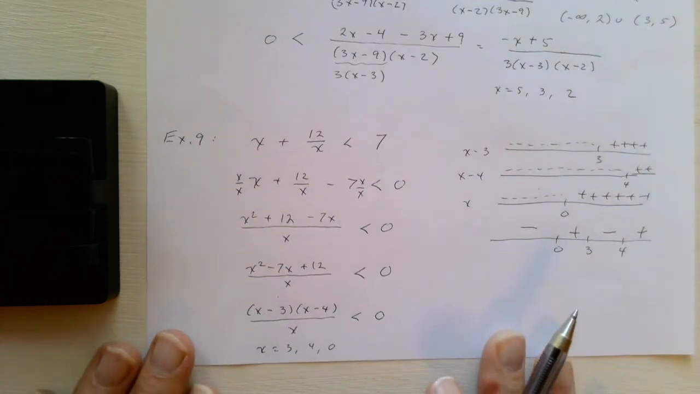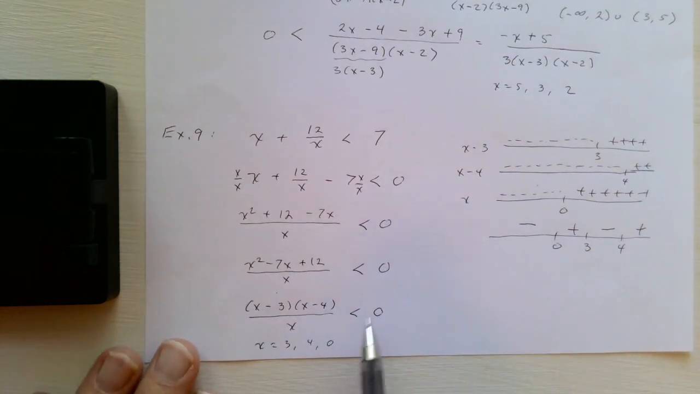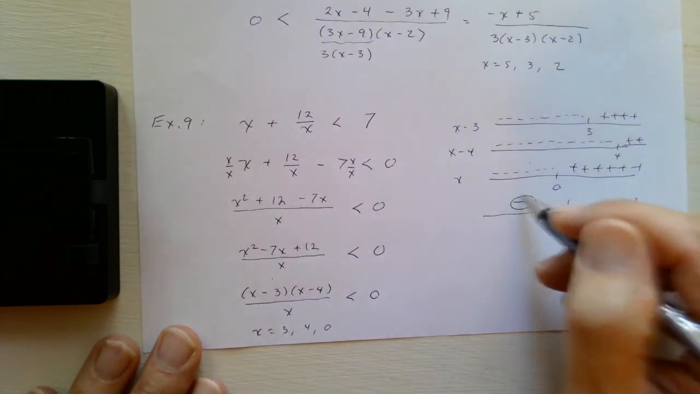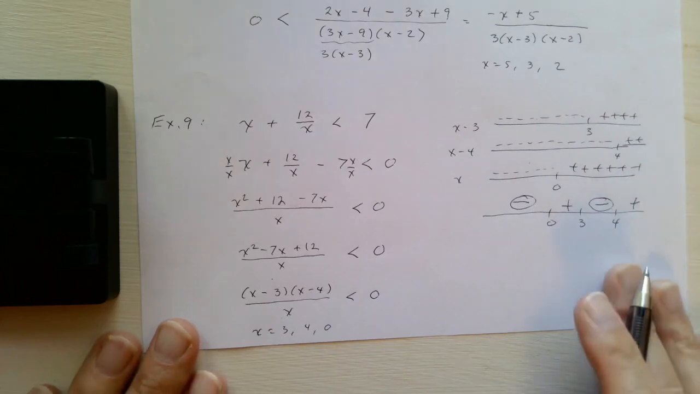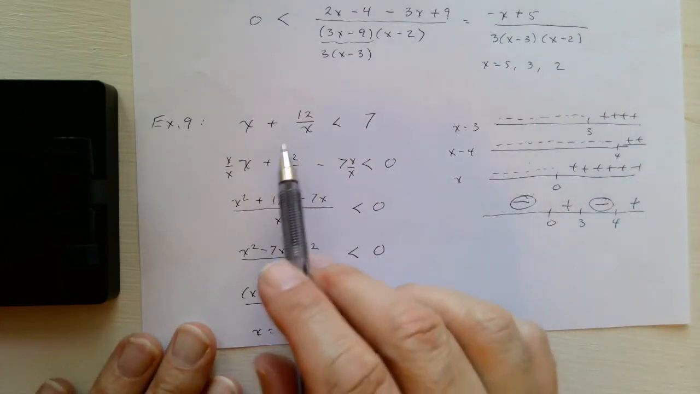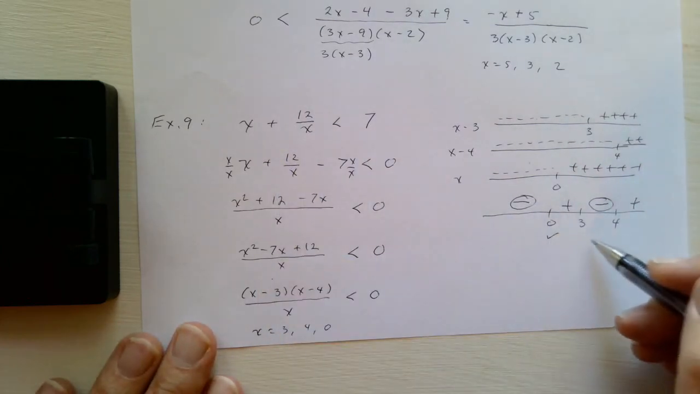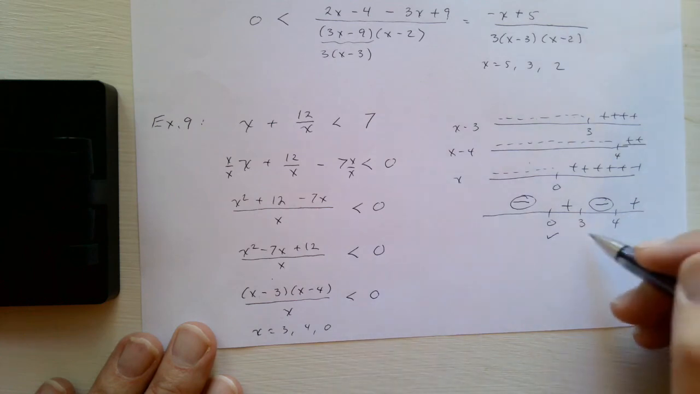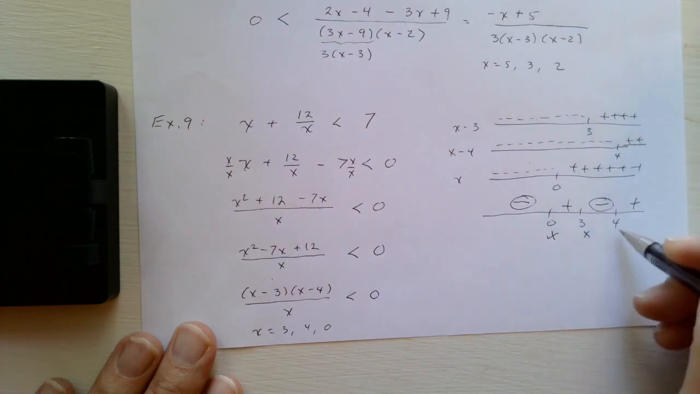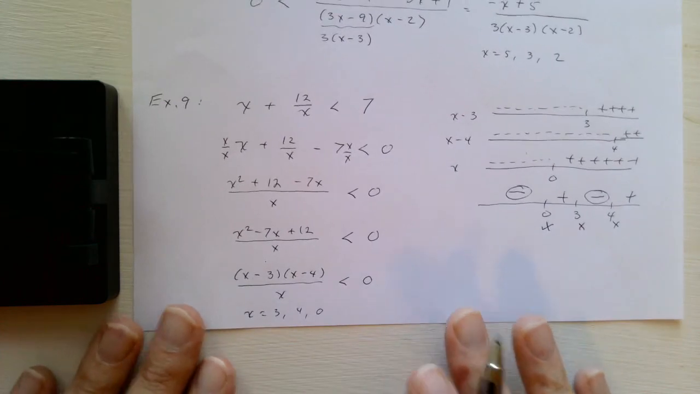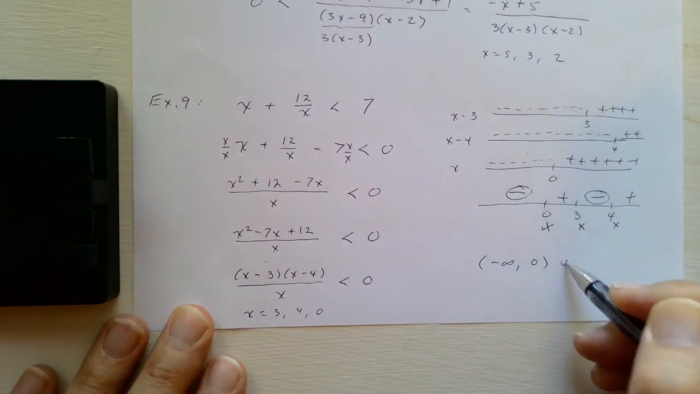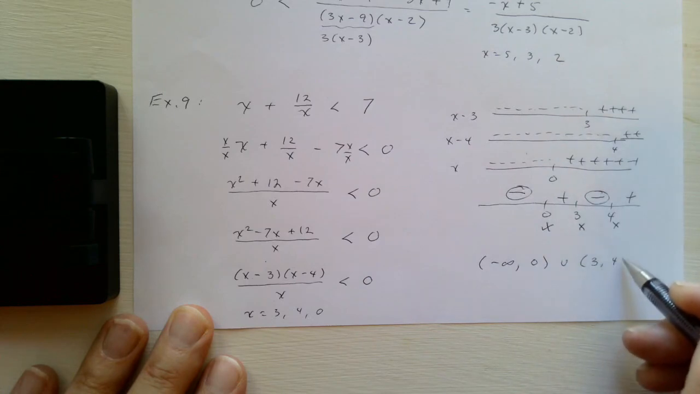Okay, and what do we want? We want this to be strictly less than 0, right? So we want the minus intervals. Okay. And obviously this is going to be undefined at 0, and when x equals 3 or 4, this is 0. 0 is not less than 0, so we don't include that. So we actually don't include any of these. So our solution will be negative infinity to 0, union 3 to 4.